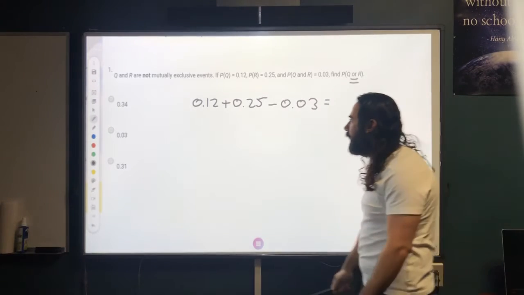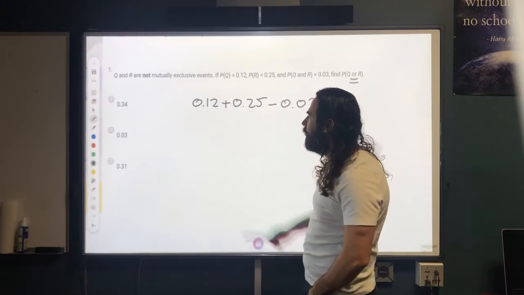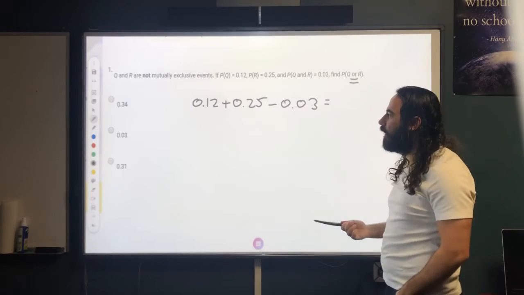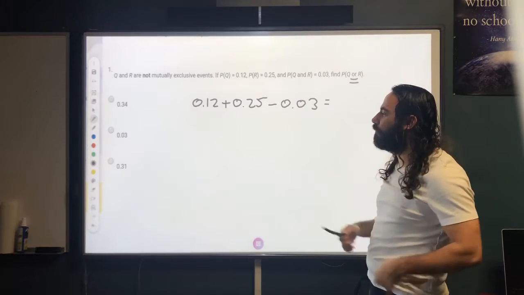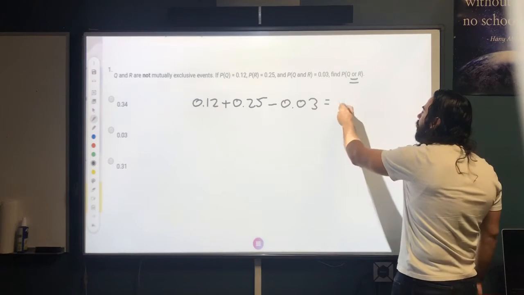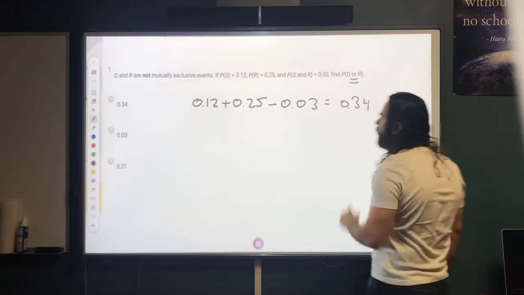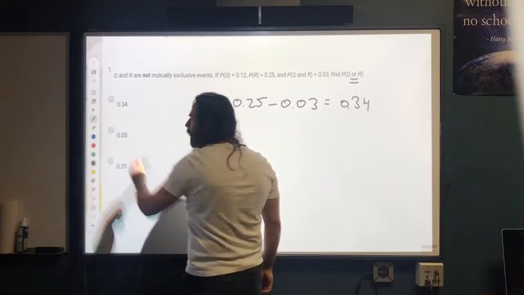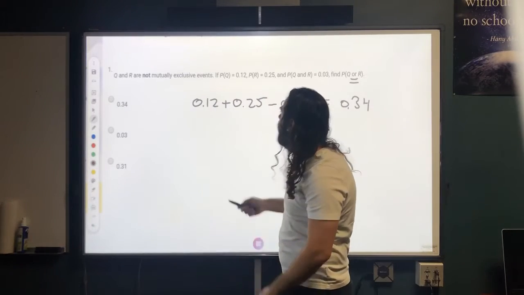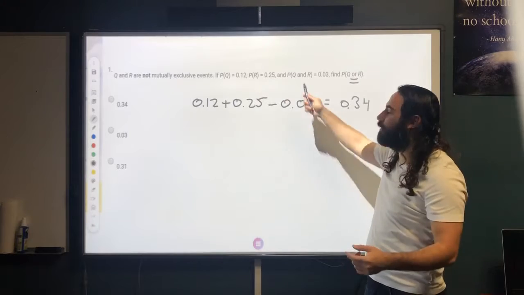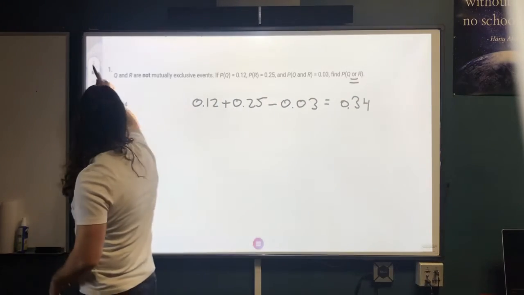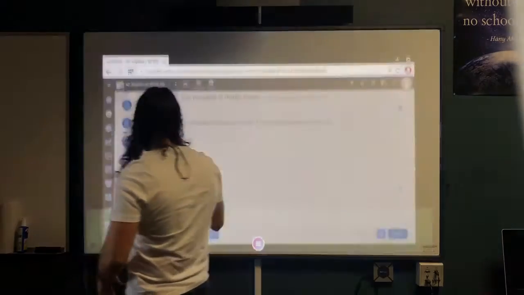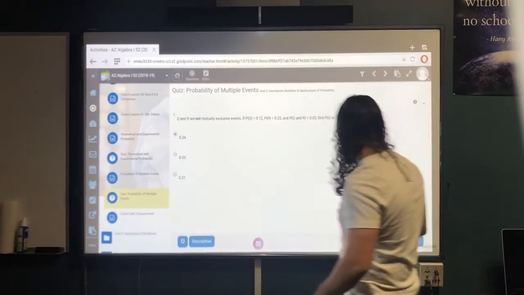So if you look at it, we have the 12 and the 25, which is together how much? 37. 37 minus 0.03, it's going to be 34. And this will be the answer, the first one. Got it? So remember, if it's OR, you add them, and if there's something in common, you cancel what's in common between them. Now let's go to the next one.